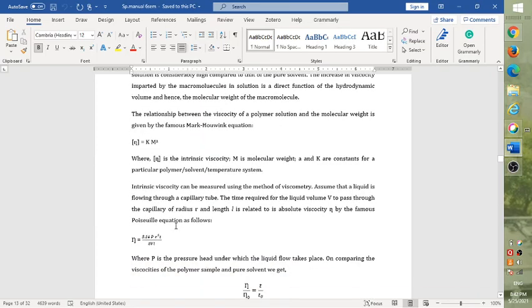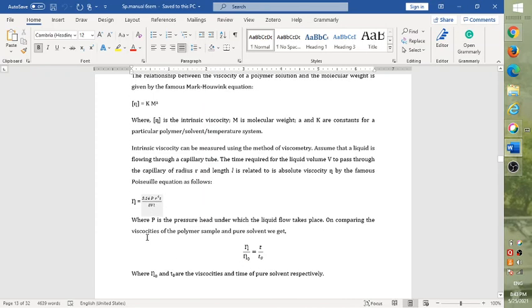Assume that a liquid is flowing through a capillary tube. The time required for the liquid volume V to pass through the capillary of radius R and length L is related to absolute viscosity by the famous Poiseuille equation as follows: η equals πPR⁴t upon 8Vl, where P is the pressure head under which the liquid flow takes place.